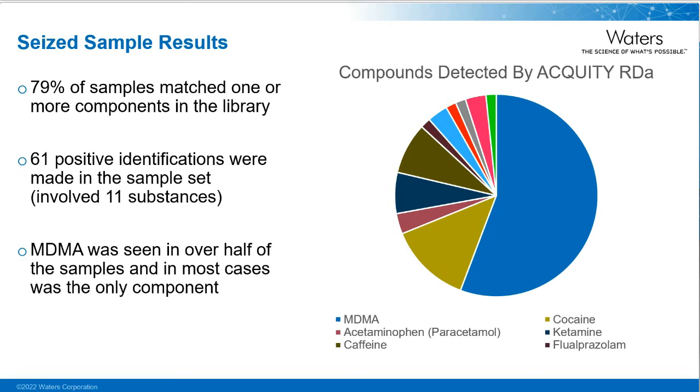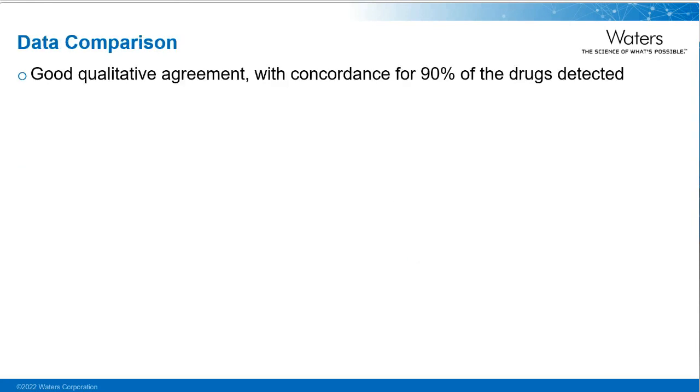You may recognize that this dataset is very comparable to that shown earlier by Emily for the rapid screening analysis. On the next slide, we compare the RADIAN-ASAP results with the ACQUITY RDa findings. Let's take a look at them now. This study demonstrated the analytical workflow with the RADIAN-ASAP and the ACQUITY RDa detector, showing good qualitative agreement with concordance for 90% of the drug detections.